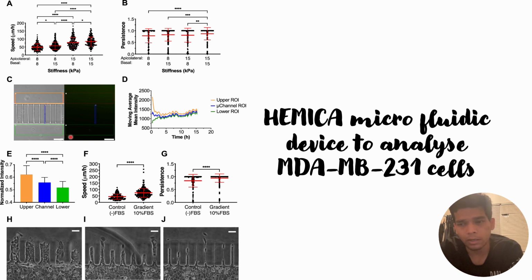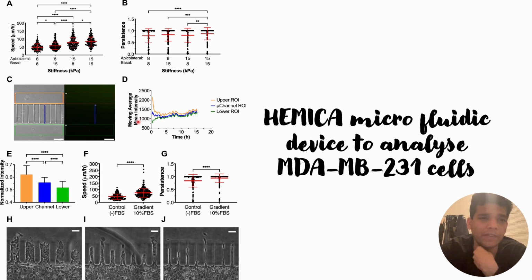substantiating the fact that this HEMICA microfluidic device is capable of measuring this chemotactic gradient effect, such as in cancerous cells. Cancerous cells are more prone to acquire mesenchymal properties under the effect of TGF beta, so those cell migration effects can be monitored using this HEMICA microfluidic device.